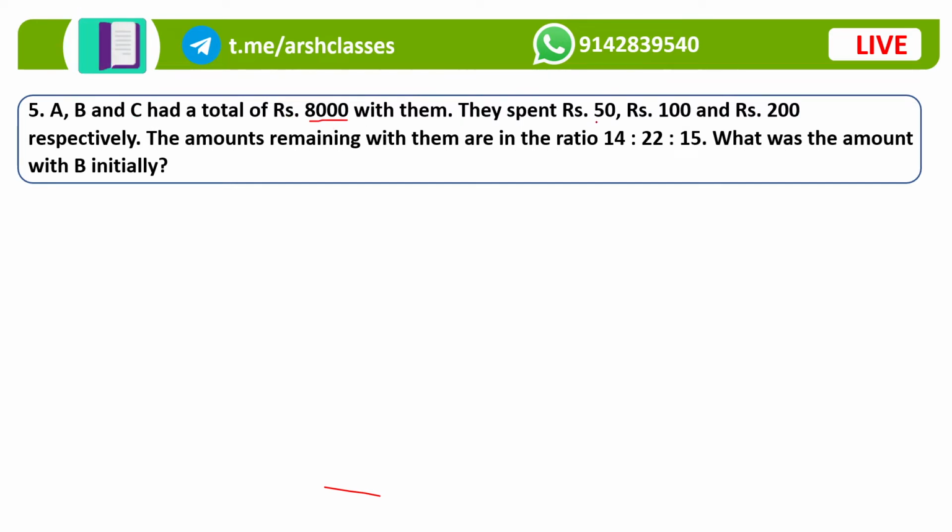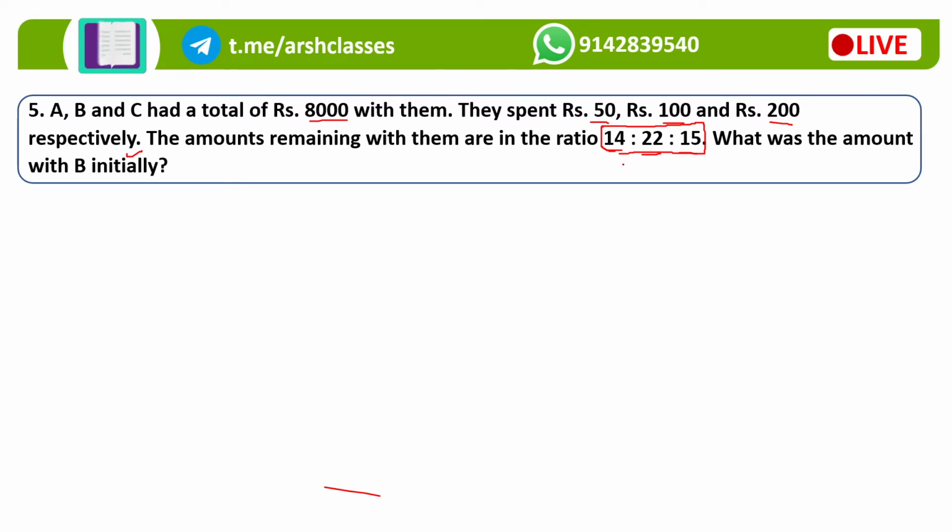They spent rupees 50, 100 and 200 respectively. Now the amounts remaining with them are in the ratio of 40-22. What was the amount with B? Keep in mind that the ratio that is given here is after spending 50, 100, 200.